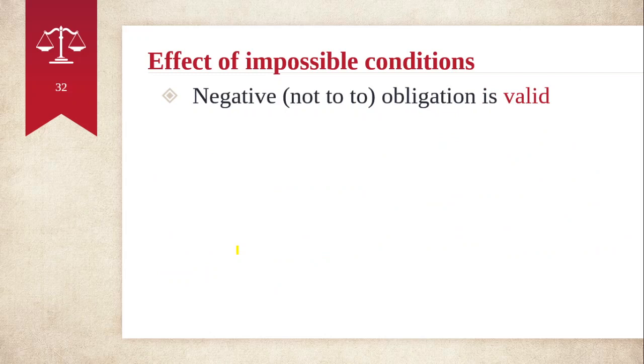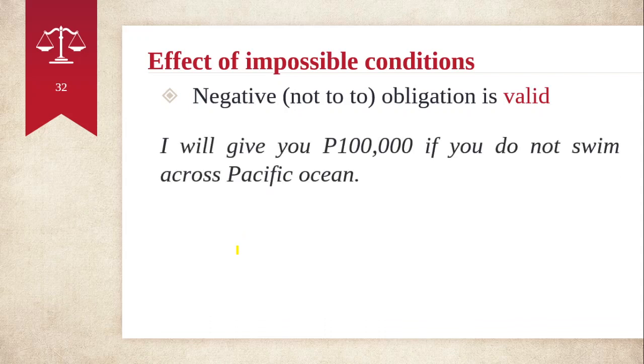Next, effect of impossible conditions if it is a negative obligation. Negative or not to do. Example, I will give you 100,000 if you do not swim across Pacific Ocean. Okay, pwede na nilang bigyan ng 100,000. You simply don't swim across Pacific Ocean. Hello, sino pa naman makakagawa niyan? Then go. Bigay mo na yung 100,000.